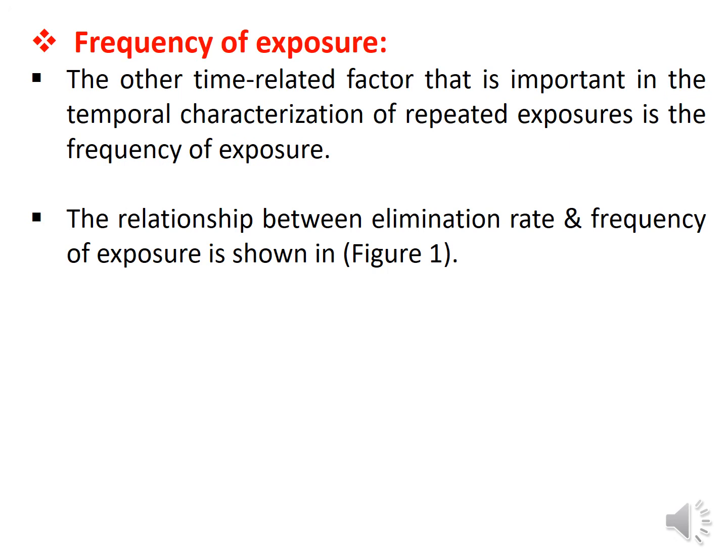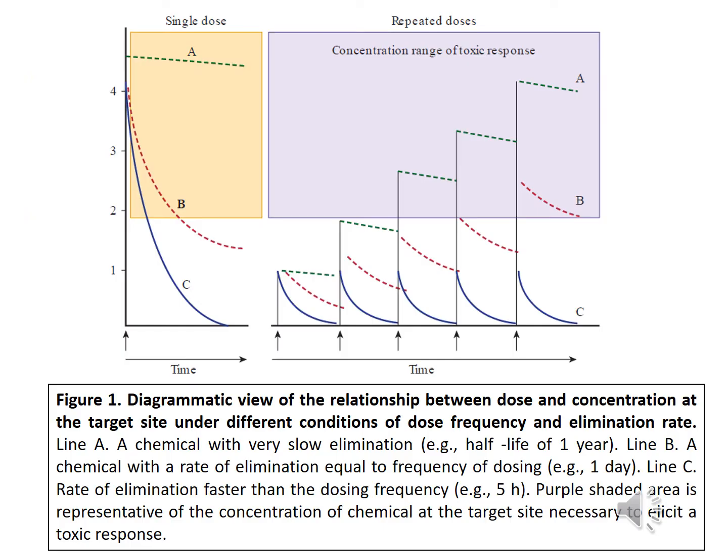Frequency of exposure. The other time-related factor that is important in the temporal characterization of repeated exposures is the frequency of exposure. This diagram shows the relationship between elimination rate and the frequency of exposure. A chemical that produces severe effects with a single dose may produce no effect if the same total dose is given in several intervals, and this is what we are going to explain. First, we are going to illustrate some basic points about this diagram.